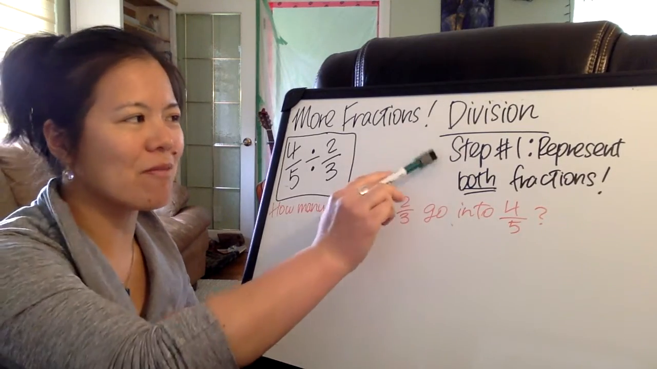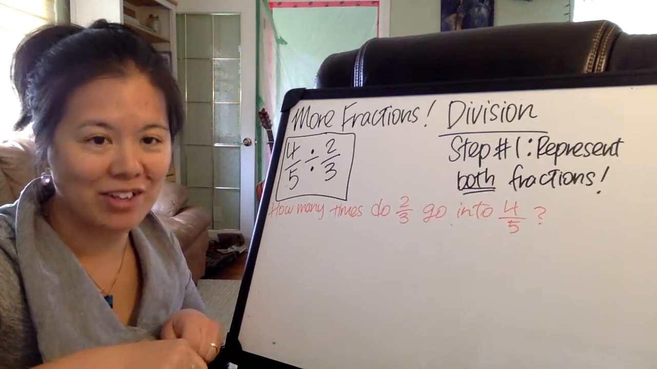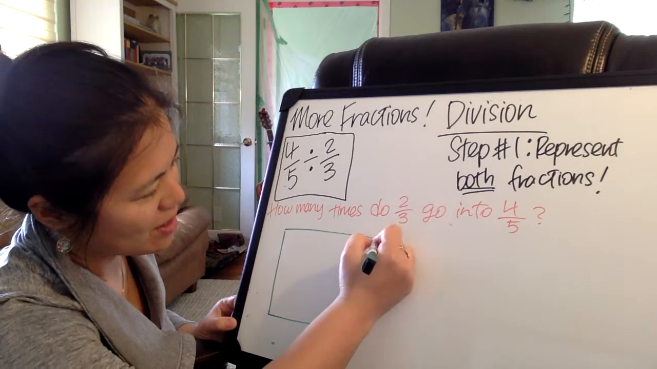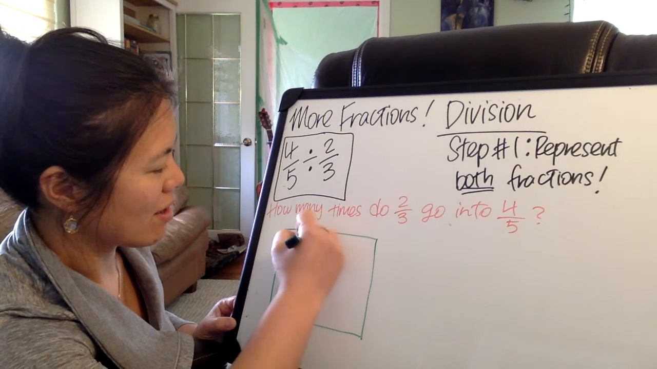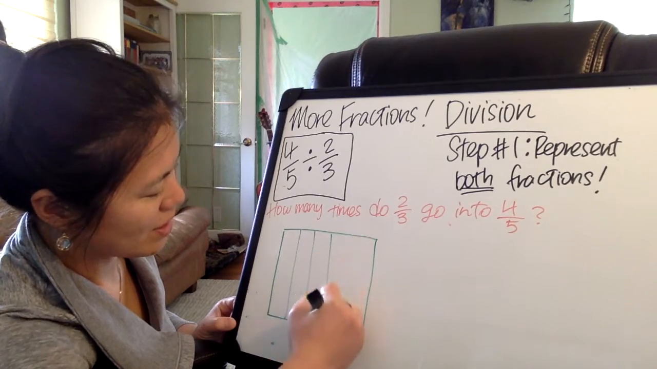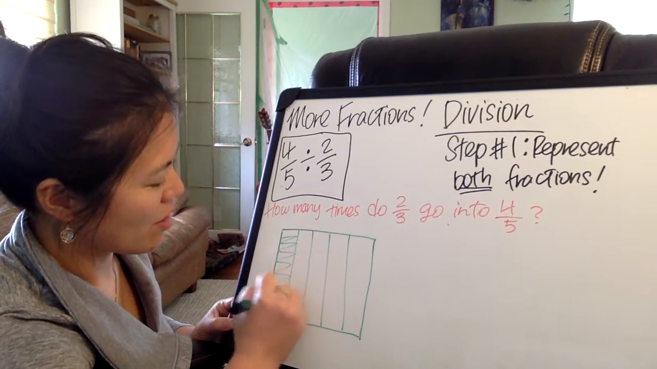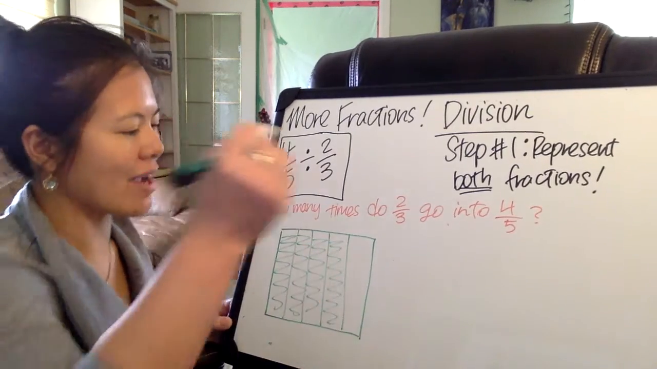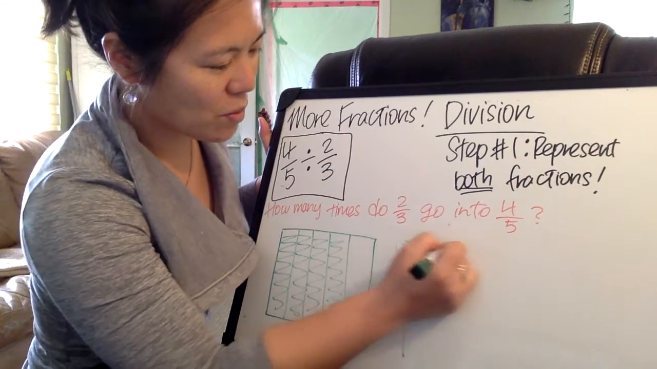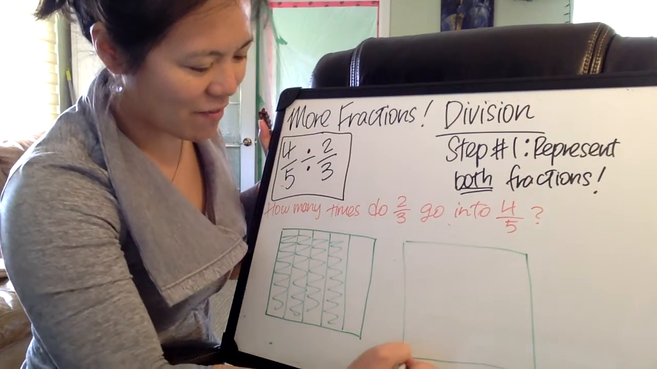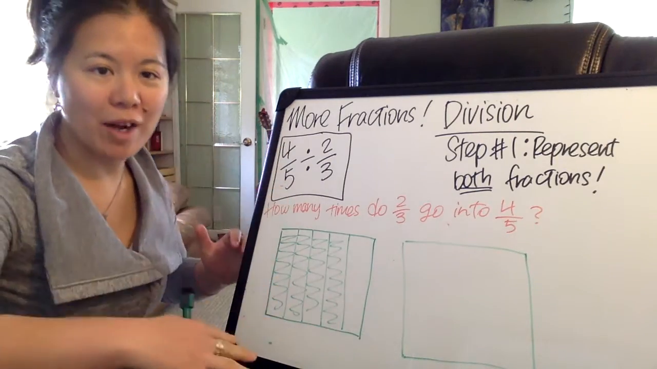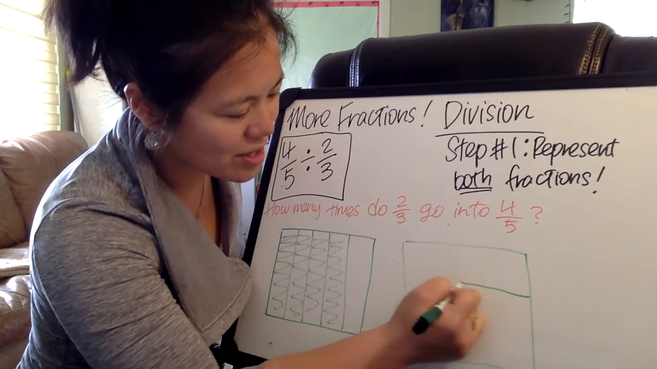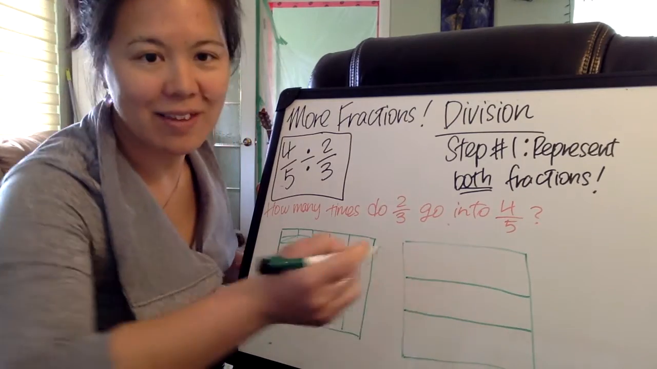So the first step with division, we are going to represent both fractions in an area model. So this is first my 4/5, and I am coloring in 4 pieces out of 5. Okay, and the other one, 2/3, because I dissected the first whole from top to bottom, I'm going to dissect the second fraction from side to side. So now I want this to be like that, 2/3.